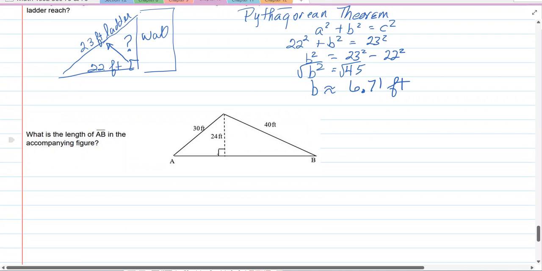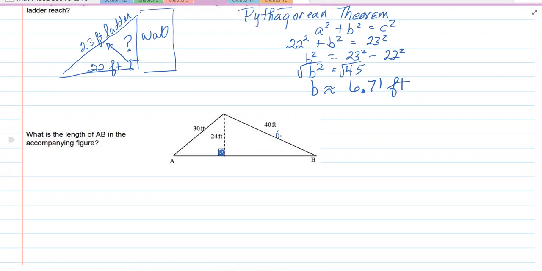Last problem. I have a right triangle here. So this is a hypotenuse, and this is the height of AB. The length of AB. Right. So let's see what we can do. Okay. All right. So if I wanted this one, I have the leg, and this is my hypotenuse. So I'm going to do two of them and then add them. So I'm going to have a squared plus b squared equals c squared. I'm going to have the a squared plus 24 squared equal to 30 squared.